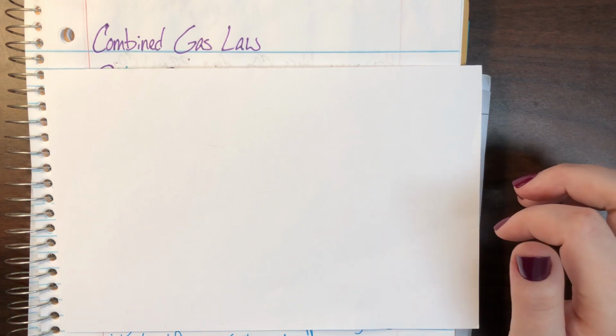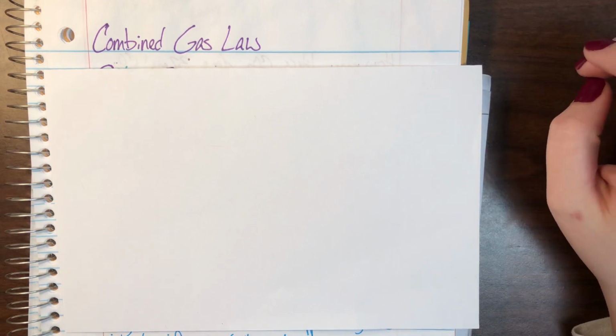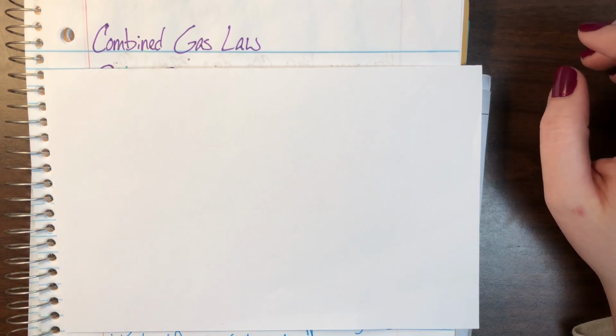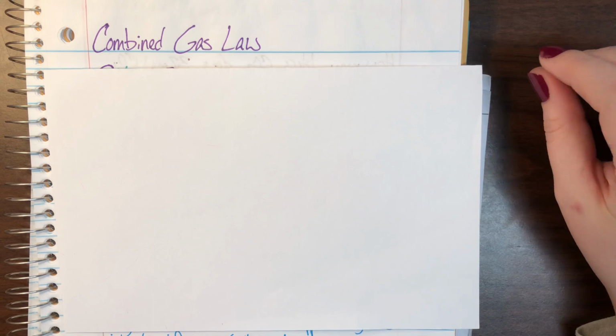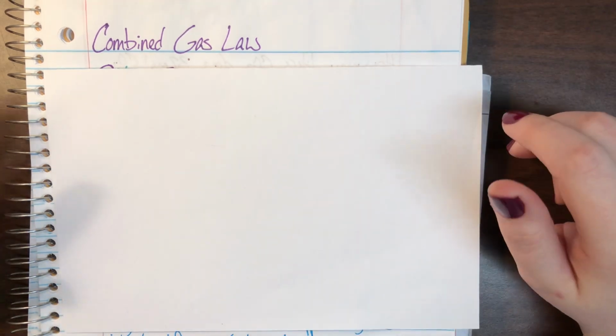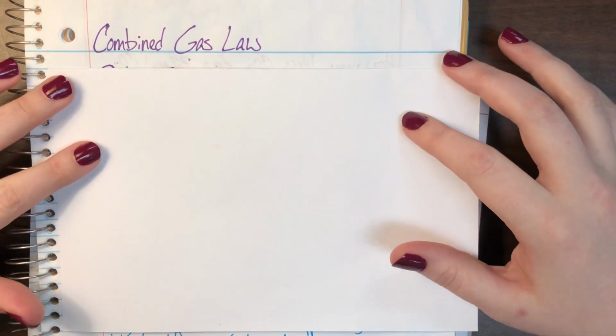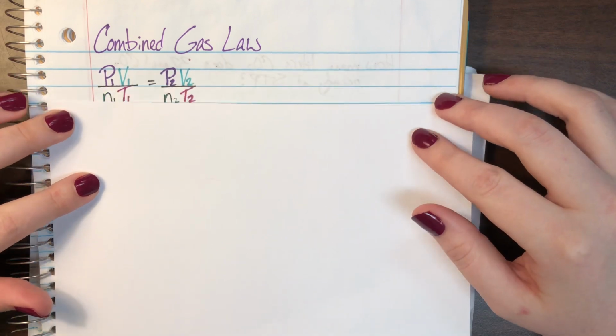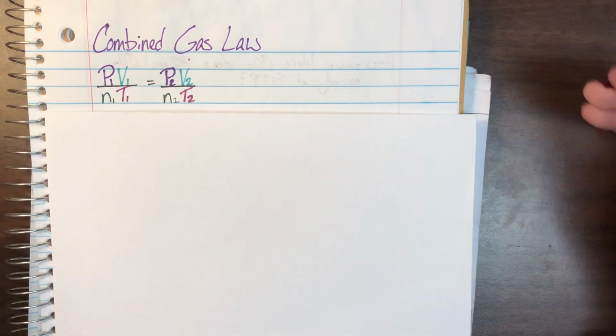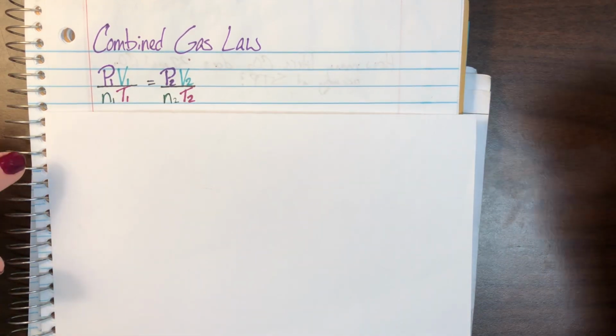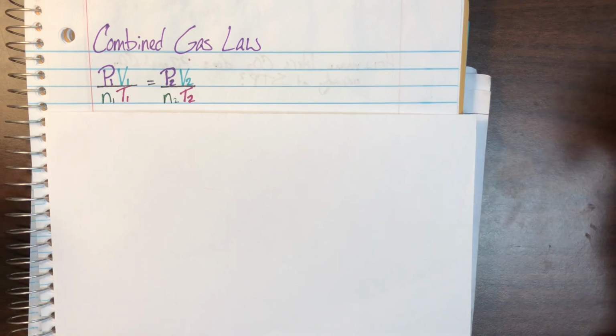So we're going to be talking about the combined gas law today. Last time we talked about the ideal gas law, and that's great for looking at just one instance in time. But the combined gas law is specifically designed so that we can look at what changes if we change the different variables. And so when we see that, we have this equation. So we have P1V1 over N1T1 equals P2V2 over N2T2.